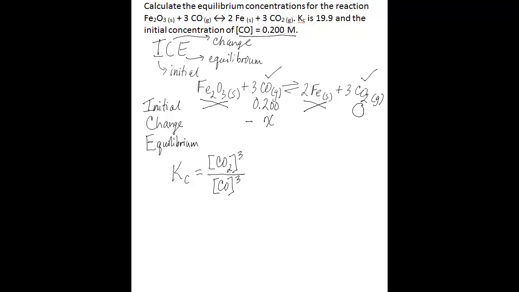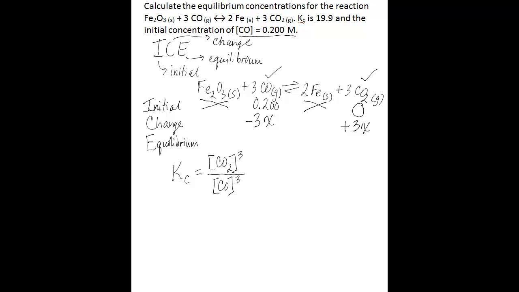And the other thing you need to do is include the coefficient from the balanced equation in your change. So because carbon monoxide gas has a stoichiometric coefficient of 3, you need to include that 3 for the change. So overall, the change for carbon monoxide gas will be minus 3x. And on the other side, for every 3 moles of carbon monoxide gas that react, you get 3 moles of carbon dioxide gas as product. So what you're going to do is add 3x to the right-hand side of the equation in the change row.